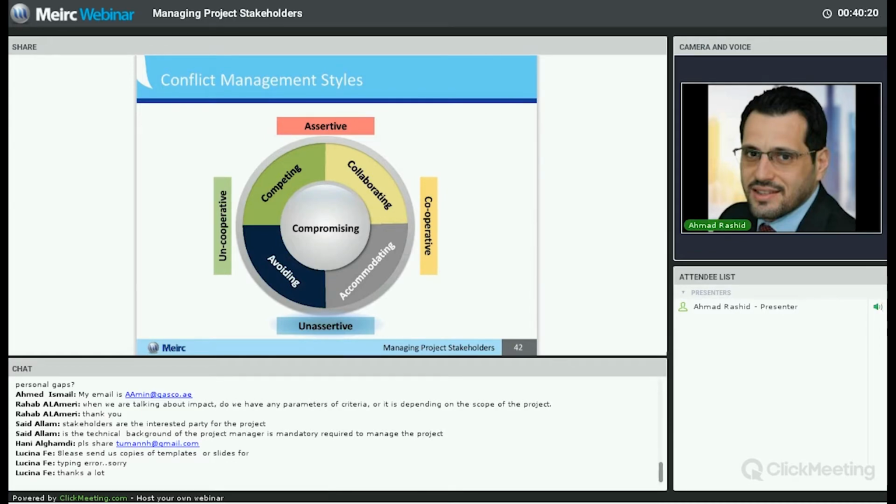So in short, in summary, there are two schools of thought, but we recommend a project manager always to have strong project management skills. If they have technical background, that will be nice.